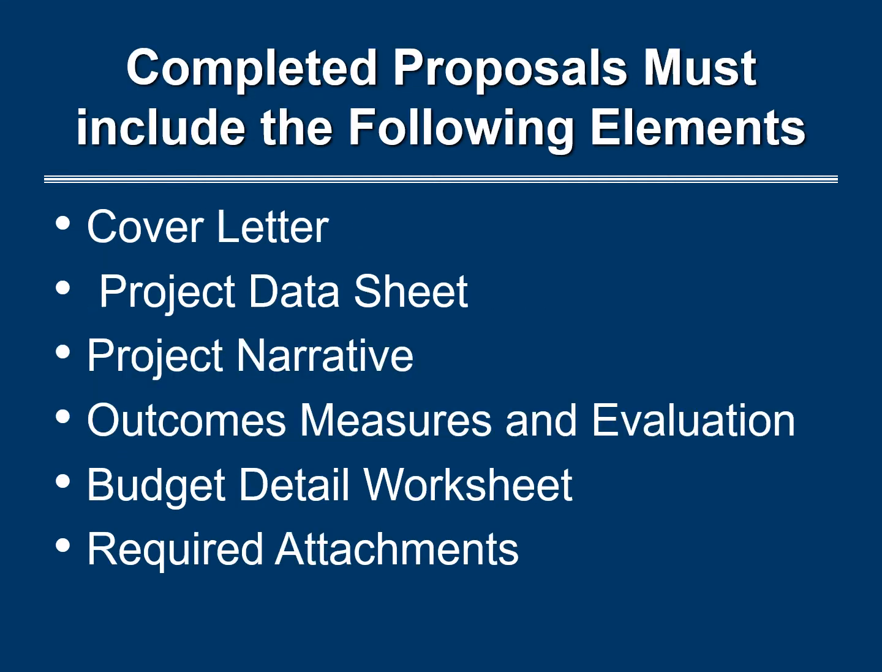Completed proposals must include the following elements. This is a very important section. It tells you all the parts of the proposal. We will go over each of these areas in upcoming modules, and it includes the cover letter, Module 5, project data sheet, also Module 5, project narrative, Module 2, outcome measures and evaluation, Module 3, budget detail worksheet, Module 4, and the other required attachments, Module 5. Please review this section carefully and use the project checklist.